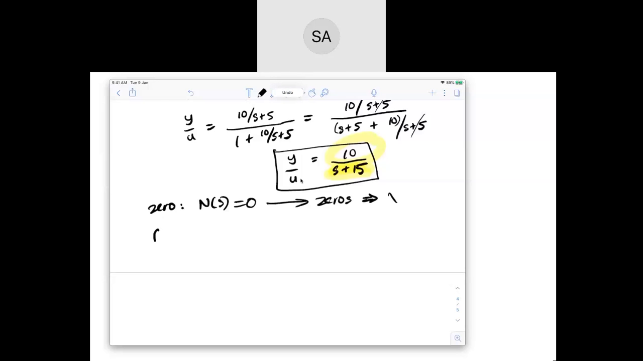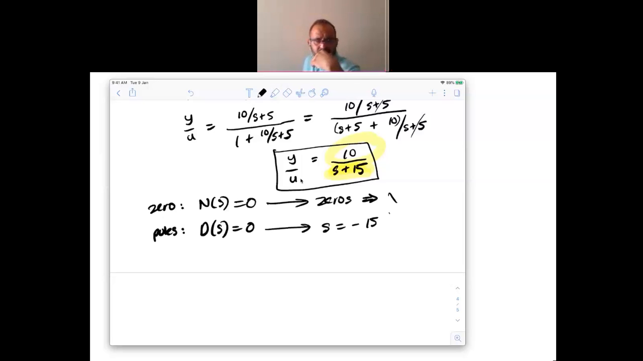But if I look at the poles, it's the denominator of your equation. You equate it with 0. That will give you, in this case, s is equal to minus 15. So this minus 15 is known as the pole. In this case, there is no zero. Is that all right? Let me give you another example.